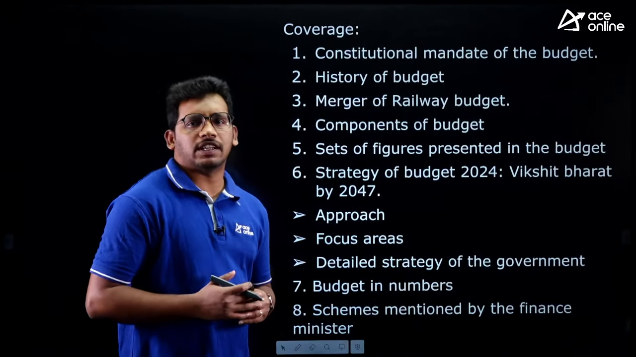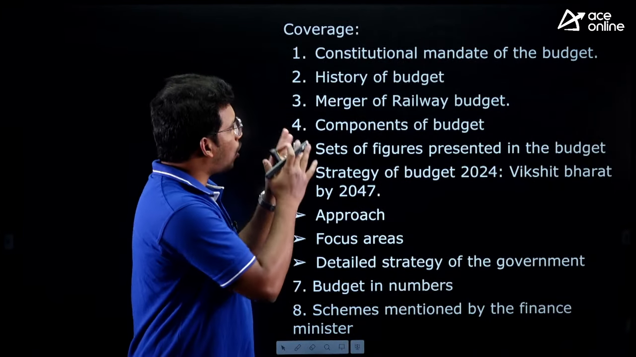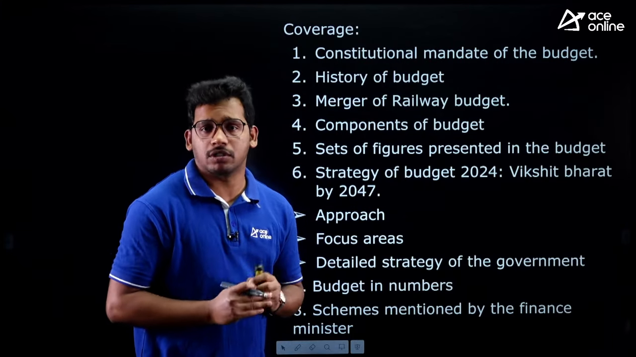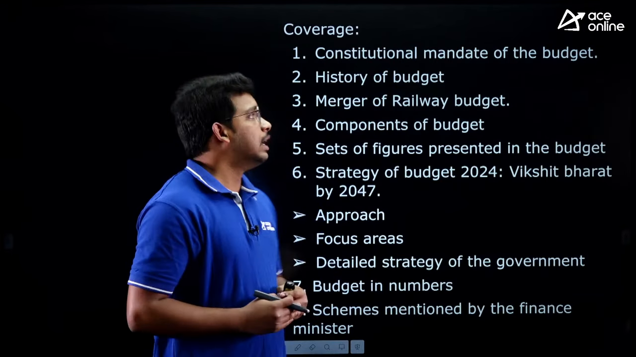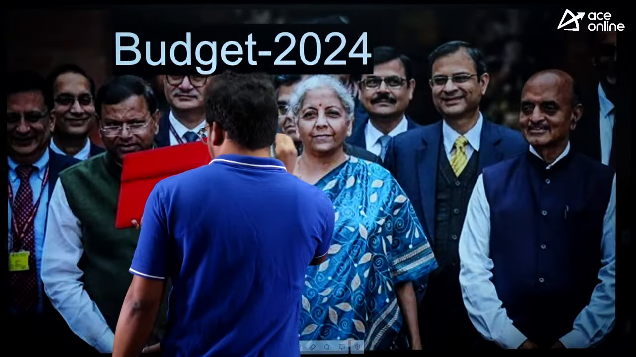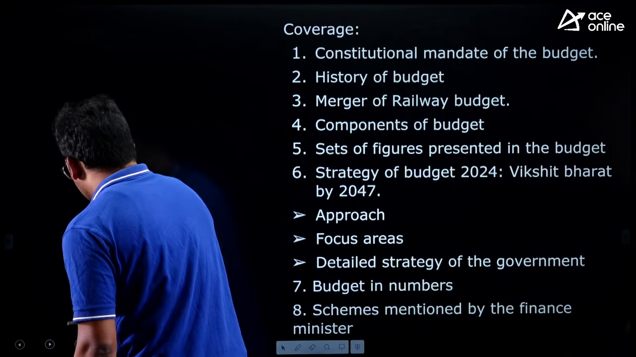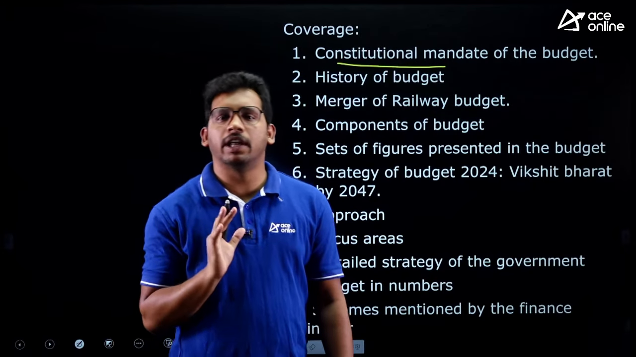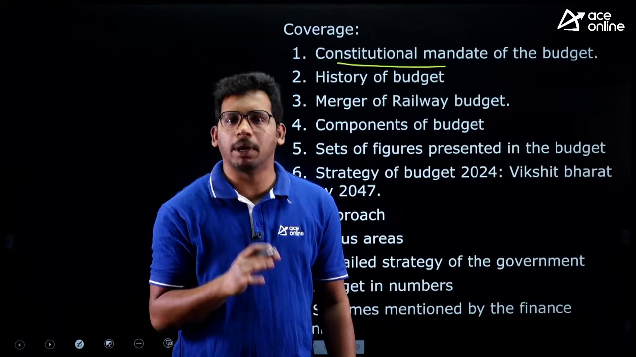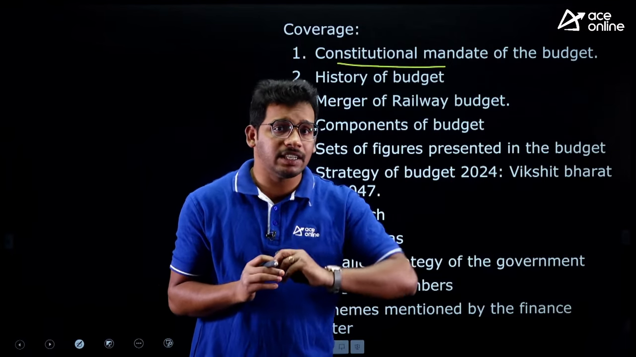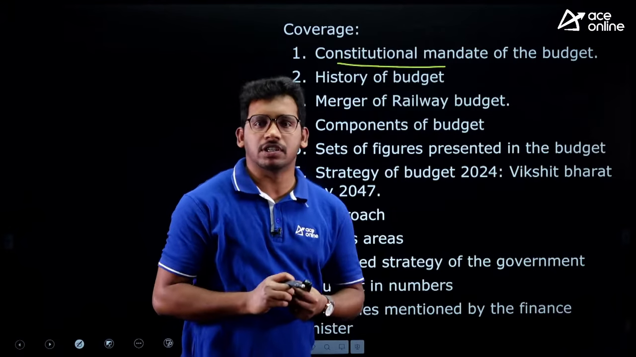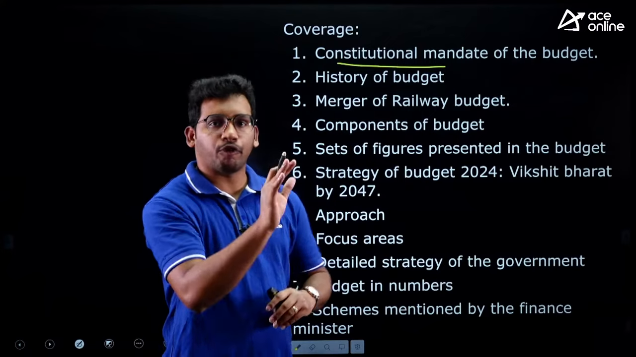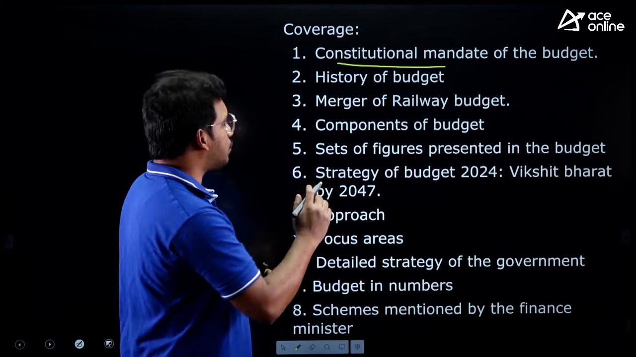Before going to the discussion of the budget, we will see what are all the things that we are going to cover for today's session. It will be a little bit lengthy session, of course, because there are a lot of things to be discussed. The first thing that we are going to discuss is the constitutional mandate of the budget. Why is the government providing every year the budget document before the parliament, and from where is this mandate being derived? We will see what are all the provisions in the constitution which guide or mandate the government to put forward the budget every year. That is one thing we will see.